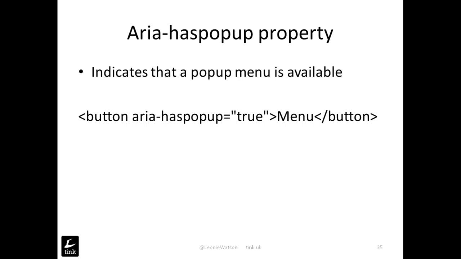ARIA has pop-up is another property that you can use, usually on a button. This one, again, set to true, just indicates that there is a pop-up menu present. So when you hover or focus or interact with the button, a little brief pop-up menu appears. This attribute just lets screen reader users know that that's going to happen. So building up some kind of expectation about what's going to happen when they interact with the button in some way.